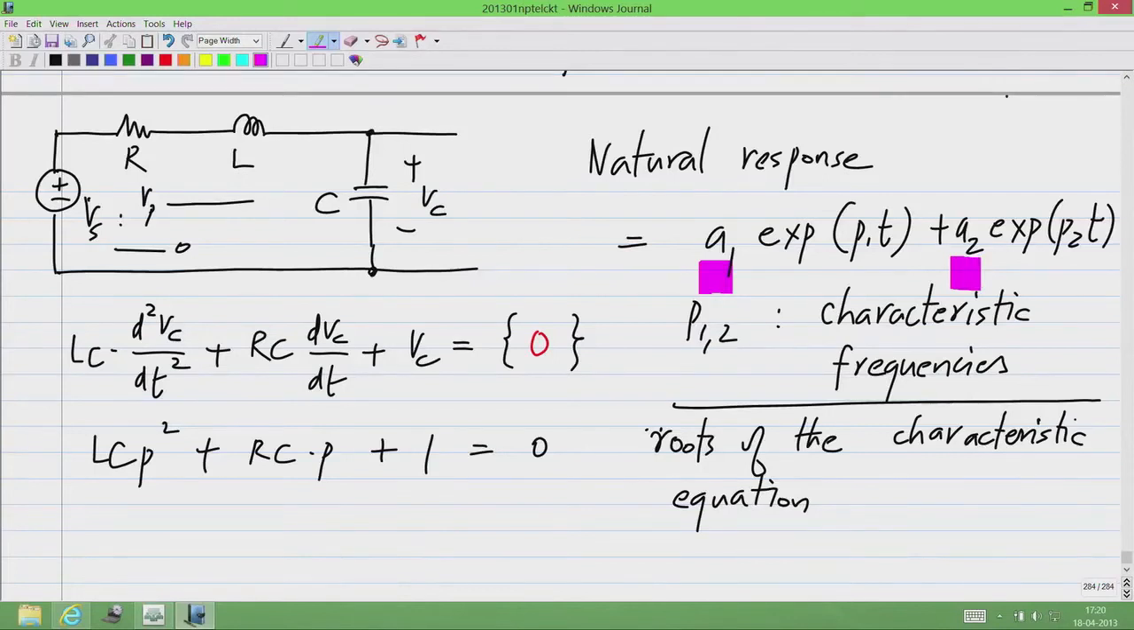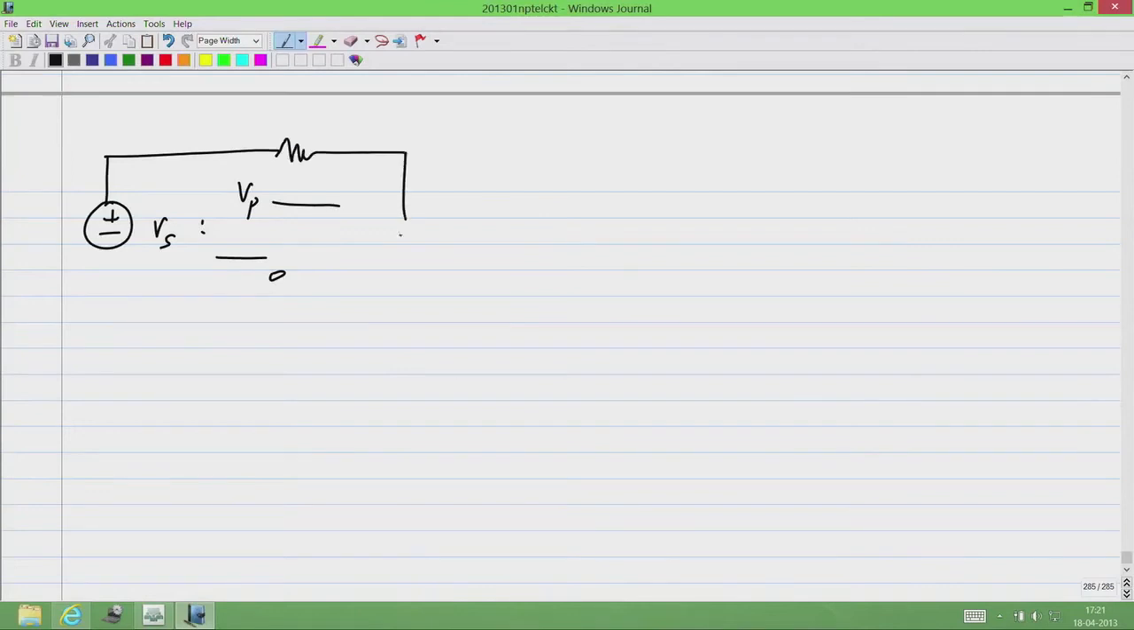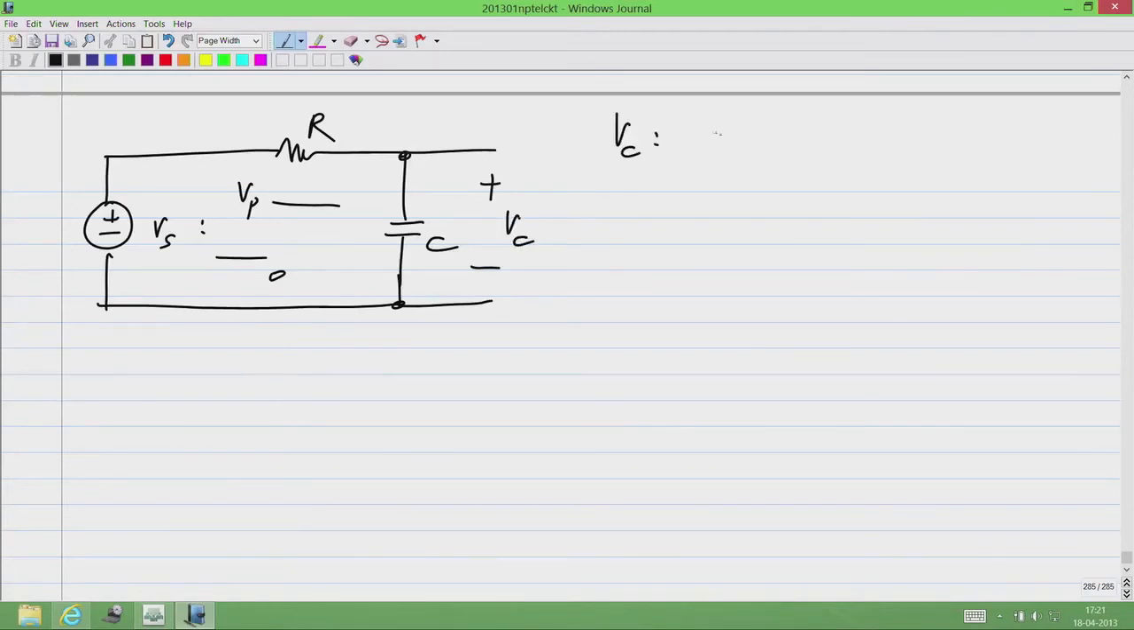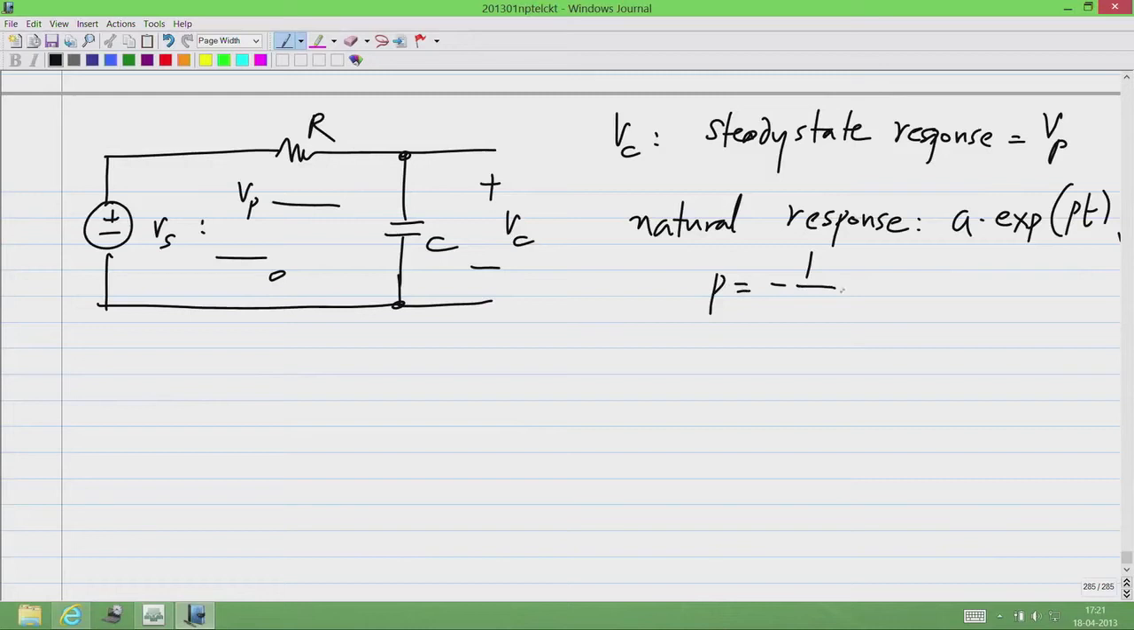Okay. Just to show what I mean, I will go back to the first order circuit and do it that way. Okay. Let us say Vs goes from 0 to Vp, and we have RC, and I know that the steady state response of Vc equals Vp, and the natural response is some constant A times exponential Pt, where P equals minus 1/RC.